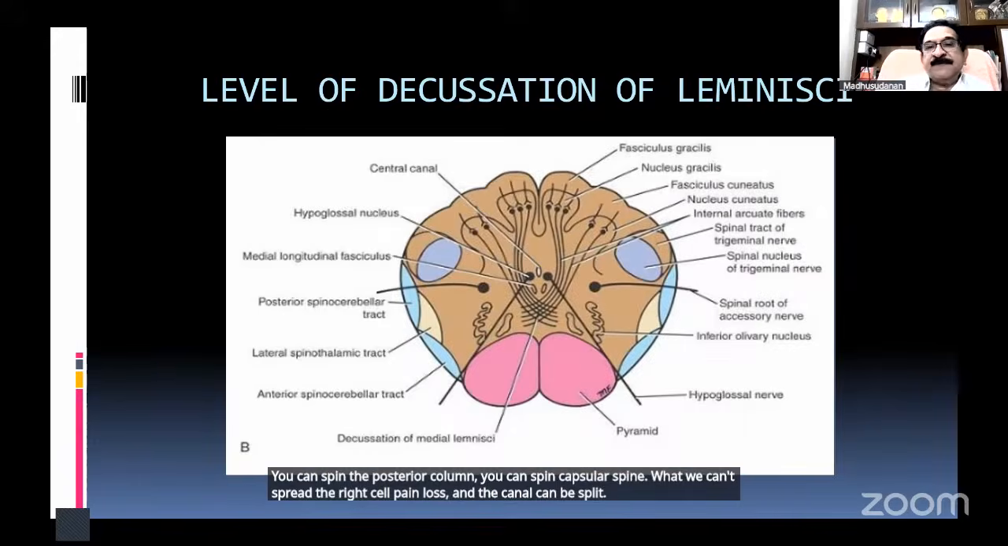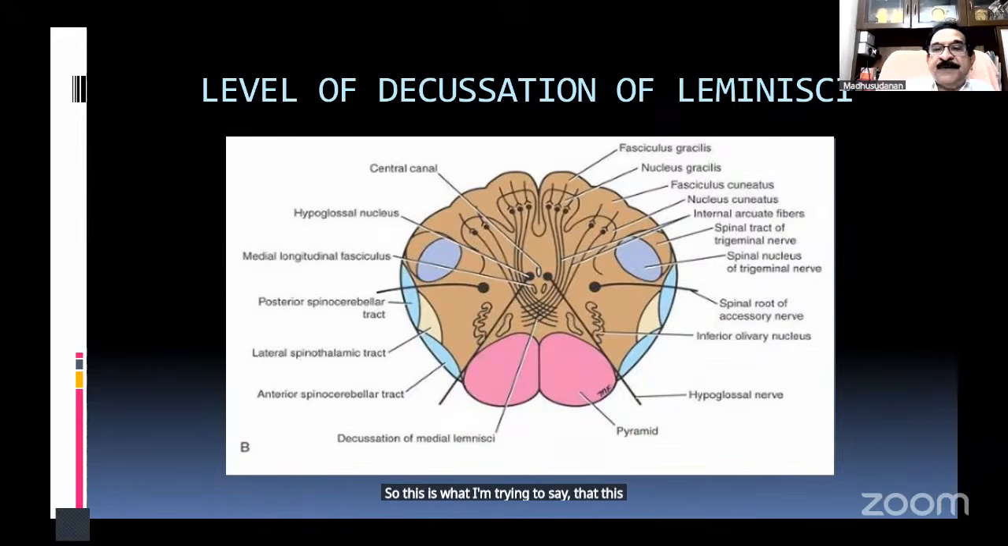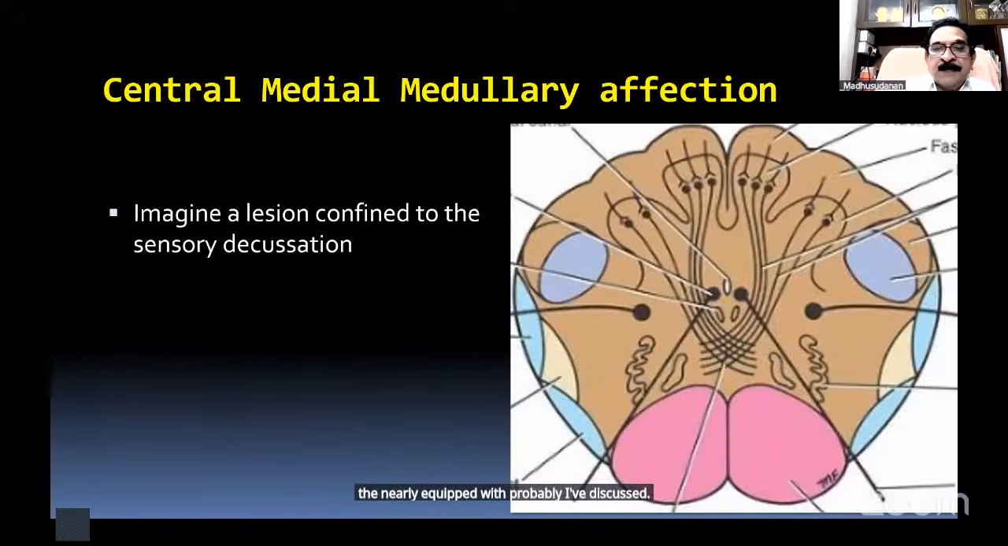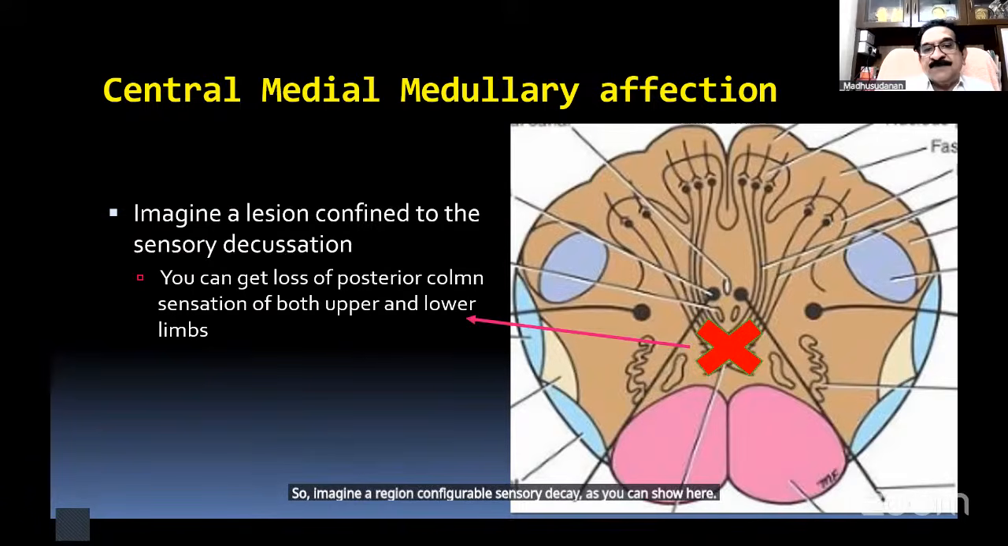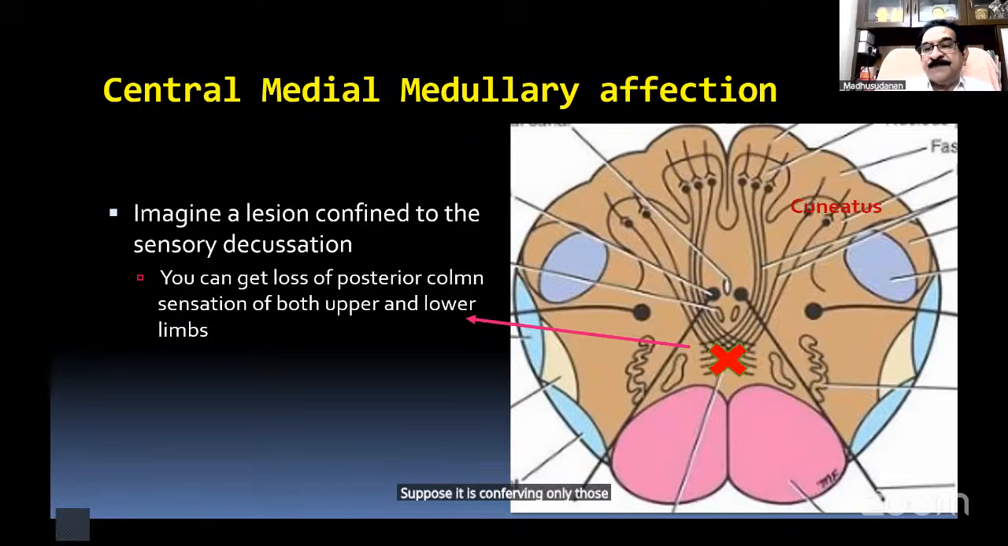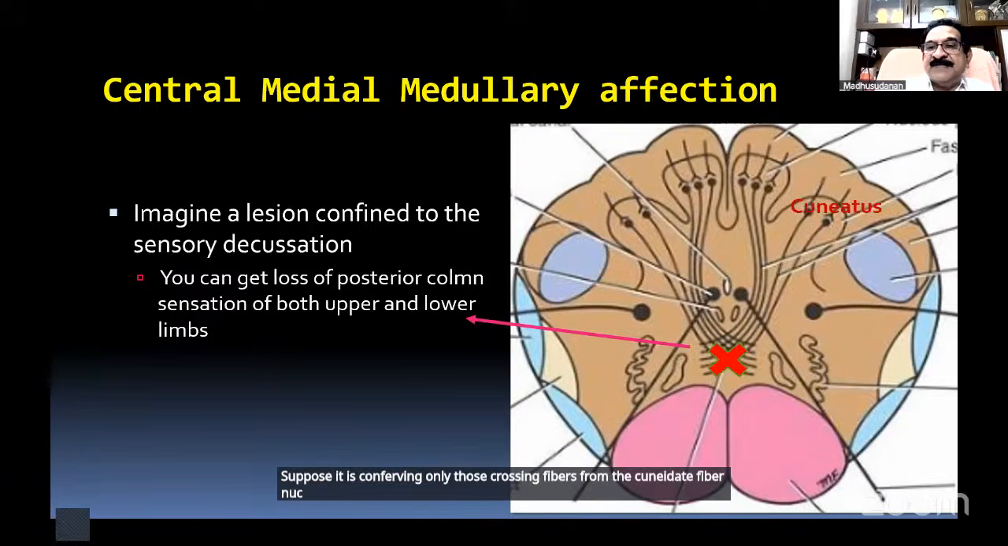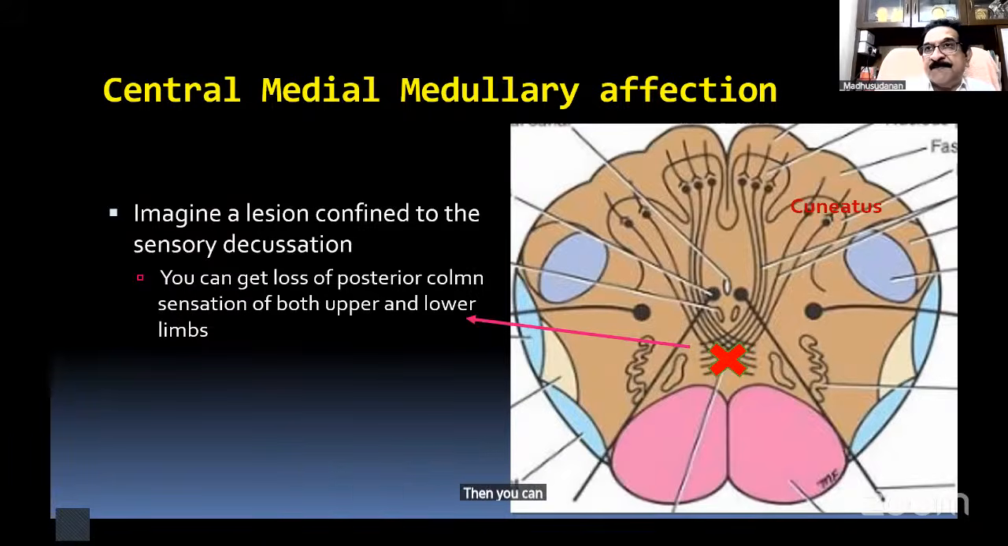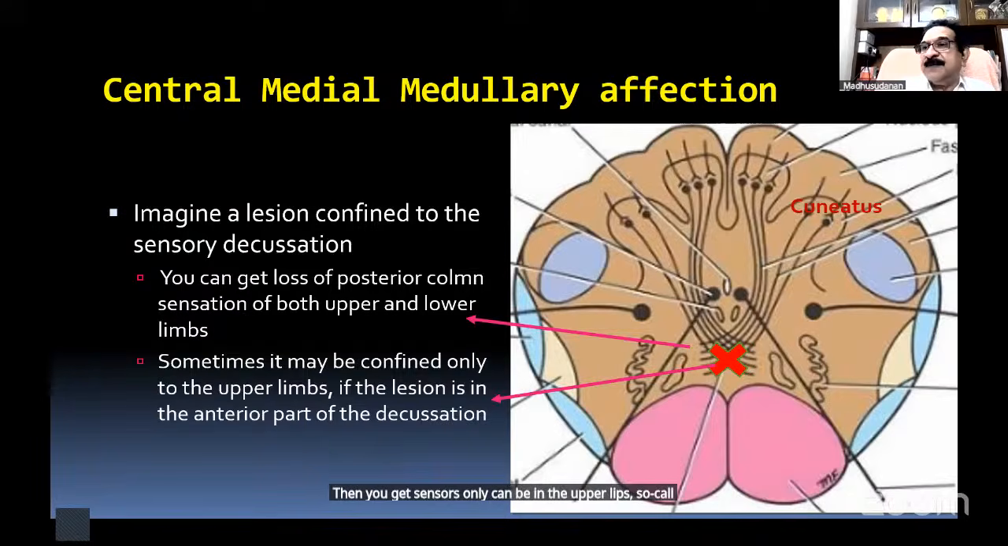So this is what I'm trying to say, that this is the gracile and cuneate nuclei. You can see the crossing, the internal arcuate fibers cross to form the medial lemniscus. So imagine a lesion confined to the sensory decussation as shown here. What you are going to get is total loss of posterior column in the upper and lower limb. Suppose it is confining only those crossing fibers from the cuneate nucleus, anteriorly situated there. Then you get sensory loss only confined to the upper limbs, the so-called pseudo-syringomyelic pattern.